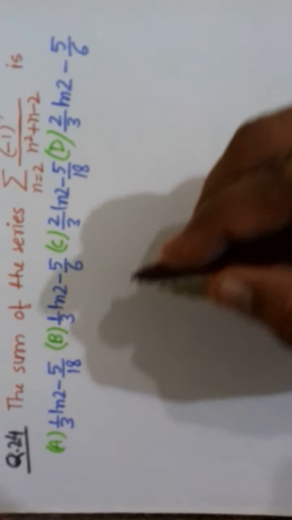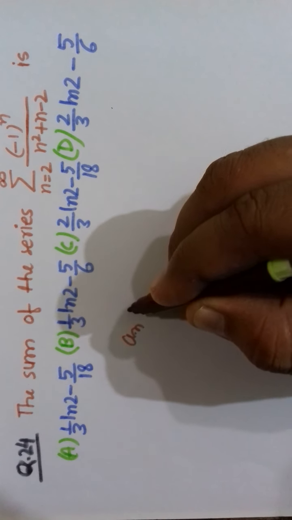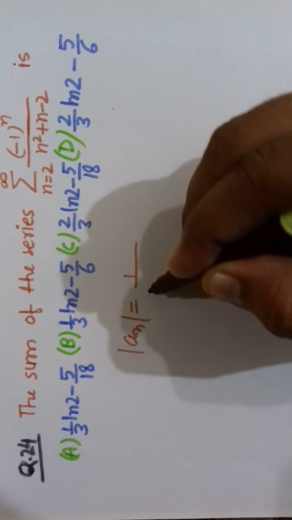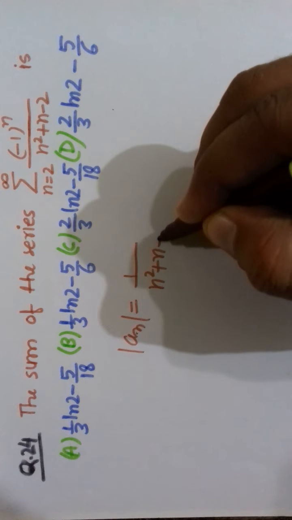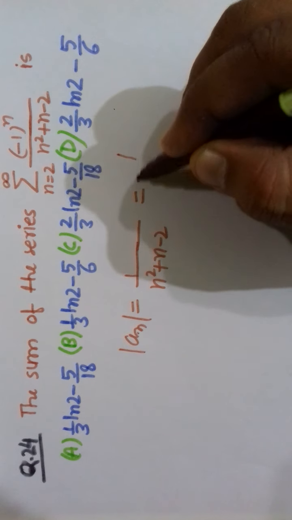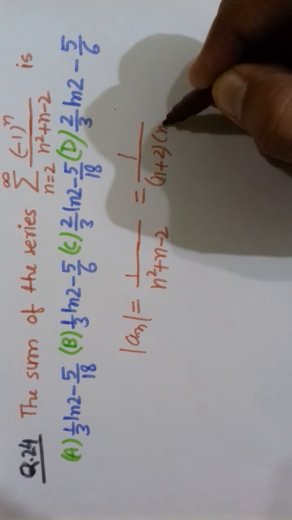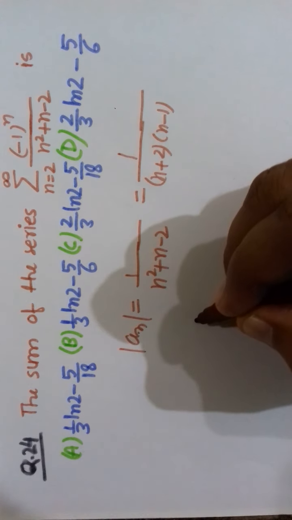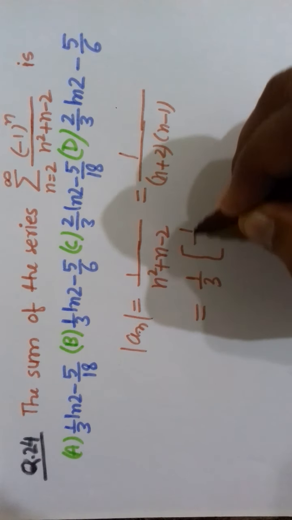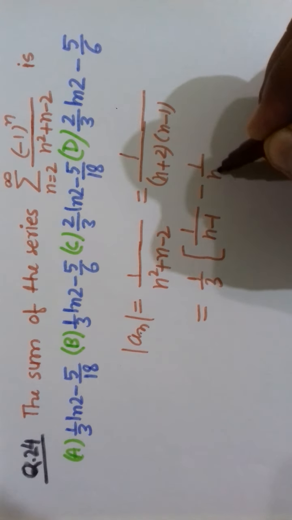Here let us assume a_n equals mod a_n equals 1 by n square plus n minus 2. It equals 1 by (n plus 2)(n minus 1), and this can be further rewritten as 1 by 3 times (1 by (n minus 1) minus 1 by (n plus 2)).